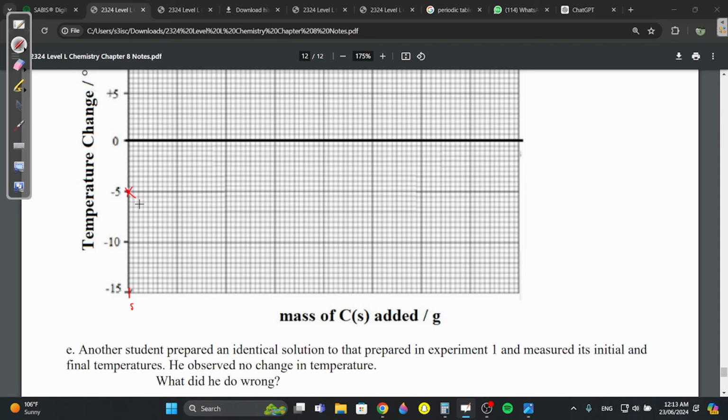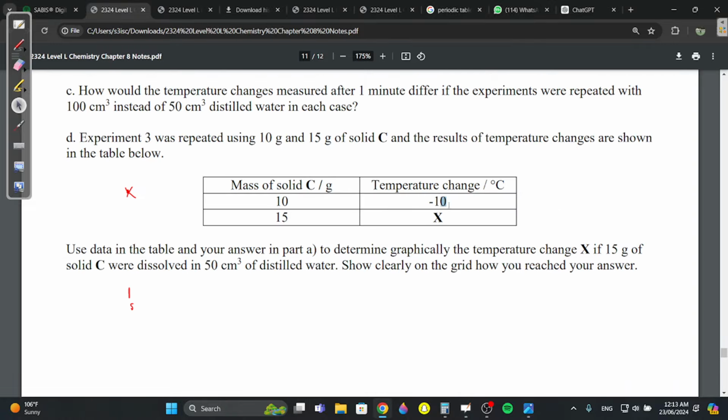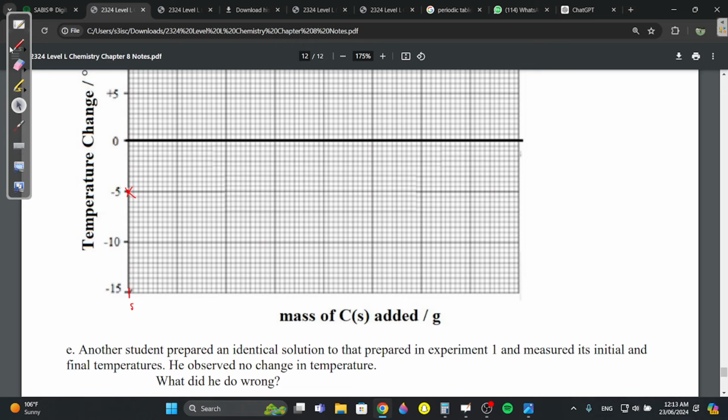Please, please, I know some of you might be doing graphs for the first time. When graphing, always put an X on your point. If you don't, you lose a mark. And then 10 grams, minus 10. So we go to 10 grams, let's just put it over here. And minus 10 over here.